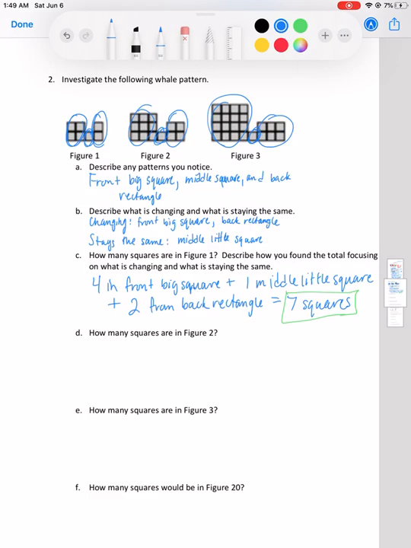In part D, it says how many squares are in figure 2. We're going to continue our pattern. Okay, so we have 9 in our front square, plus 1 middle little square, plus 4 in the back rectangle. For this one, it's going to be the back square. And when you add all those up, you have 9 plus 1 is 10, 10 plus 4 is 14 squares.